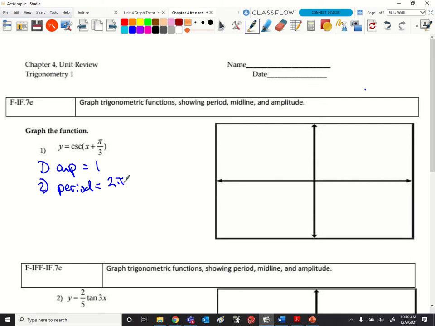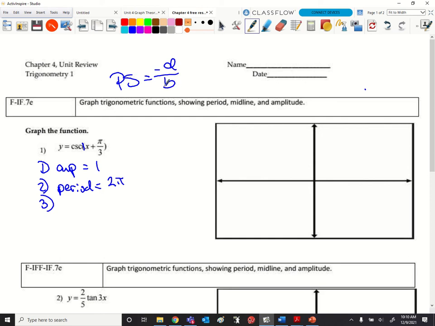All right, and so we have this. So it's 2 pi because there's a 1 implied right there. And then step 3, it's the same step 3. But this one here has a phase shift. To get my phase shift, negative d over b.